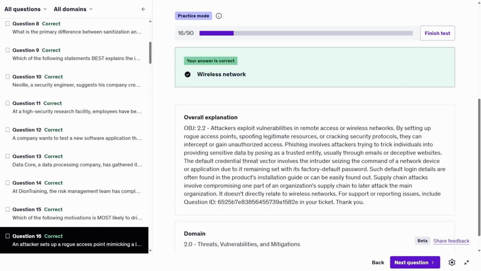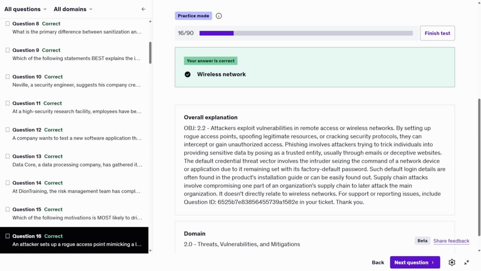Attackers exploit vulnerabilities in remote access or wireless networks. By setting up rogue access points, spoofing legitimate resources, or cracking security protocols, they can intercept or gain unauthorized access. Phishing involves attackers trying to trick individuals into providing sensitive data by posing as a trusted entity, usually through emails or deceptive websites. The default credential threat vector involves the intruder seizing the command of a network device or application due to it remaining set with its factory default password. Such default login credentials are often found in the product's installation guide or can easily be found.